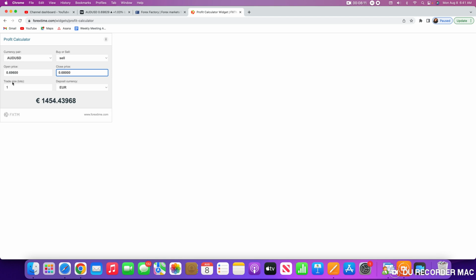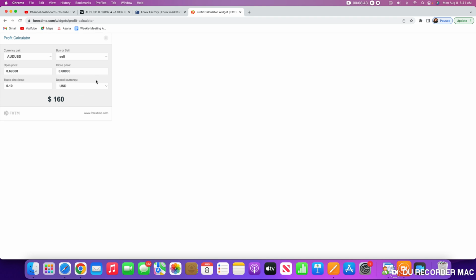And then let's say I'm putting my lot size, I have a smaller account, so we're just going to pretend I'm going to put it on a 10. And then I'm in the US, so I am going to change this. This is something that you can change according to where you are, and it makes the most sense. Perfect. This will show you both how much profit you're going to make and how much money you're going to possibly lose should it go in the other direction.